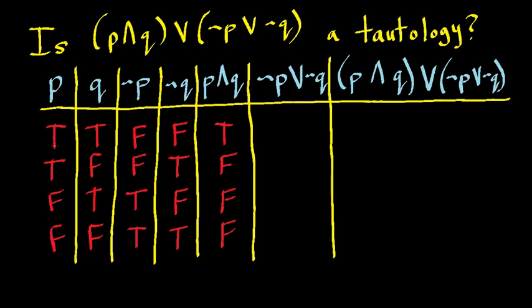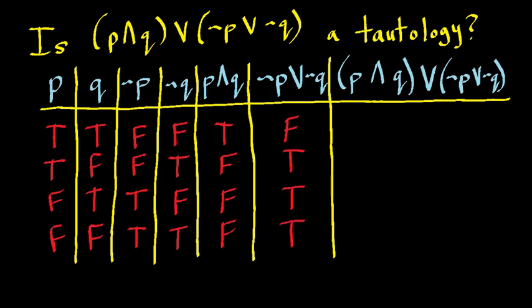For this next column, we are trying to determine the negation of P or negation of Q. So we're looking at the negation of P and negation of Q columns, and we just need one of them to be true in an OR statement for the entire statement to be true. In the top line, they're both false. In the second line, one of them is false and one is true, so the OR statement is true. In the third line, one of them is true, and in the bottom line, both are true.